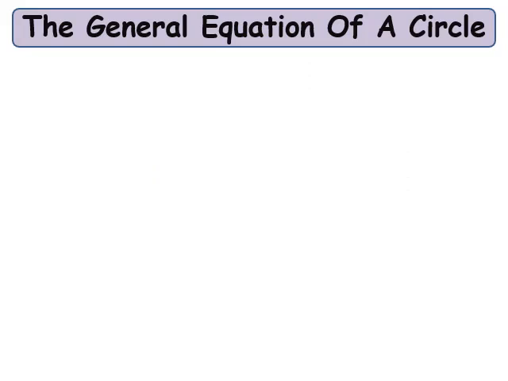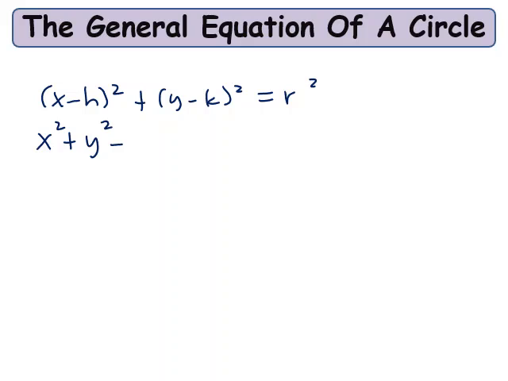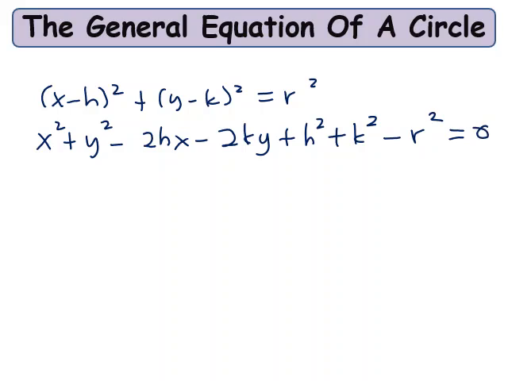Okay, the general equation of a circle. From the standard equation that we have, (x - h)^2 + (y - k)^2 = r^2, if we expand this equation, we're going to find that this equals x^2 + y^2 - 2hx - 2ky + h^2 + k^2 - r^2 = 0.